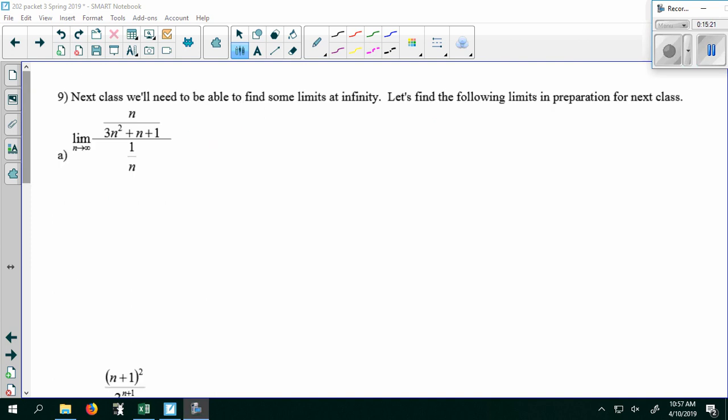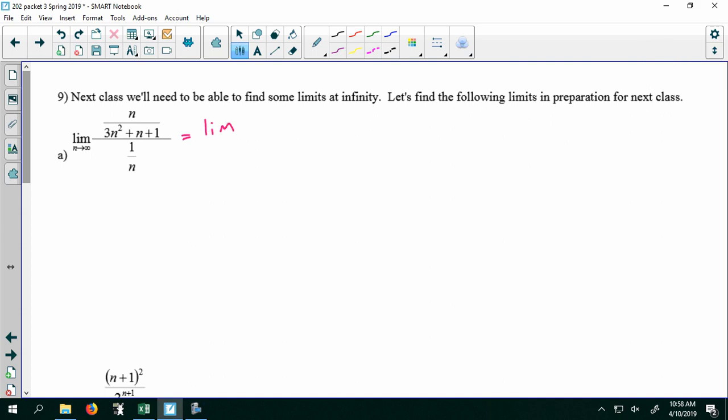All right, so next class for one of our other tests, we're going to need to be able to find some limits at infinity. So we're just going to do some algebra practice right now that will make it easier to digest the big picture next class if you've already done the detail work today. So this is really just some algebra practice, finding some limits. So I want to take the limit as n goes to infinity of this complex fraction.